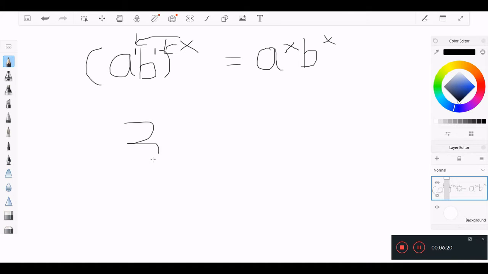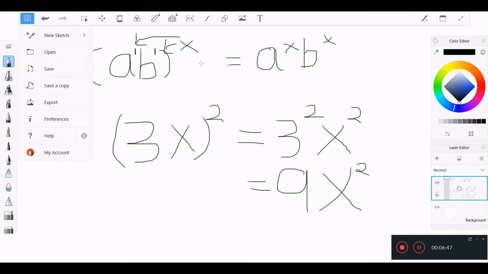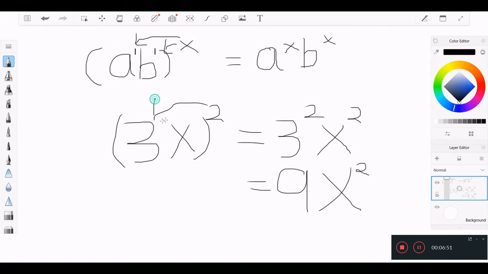Alright, so when I have 3x to the power of 2, can you get the answers for me? Yes, you are right. So it's 3 squared times x squared, and you get 9x squared. So it's very simple. You just have to be very clear about the rules: in case there's a bracket, you have to multiply in every term for the power 2. Right?